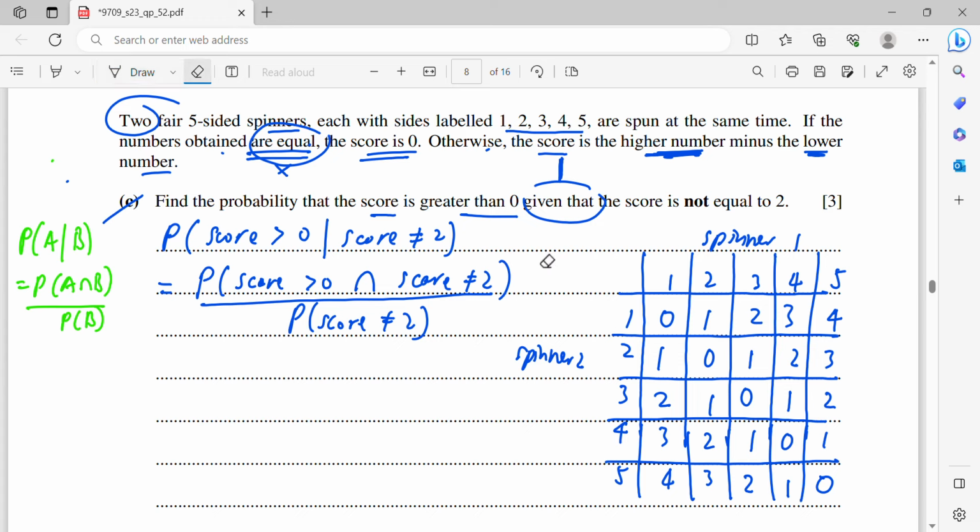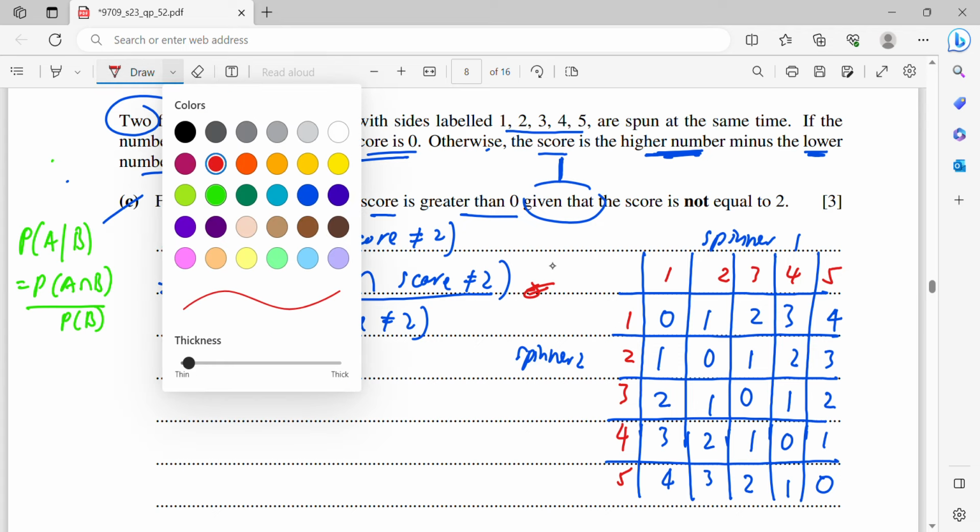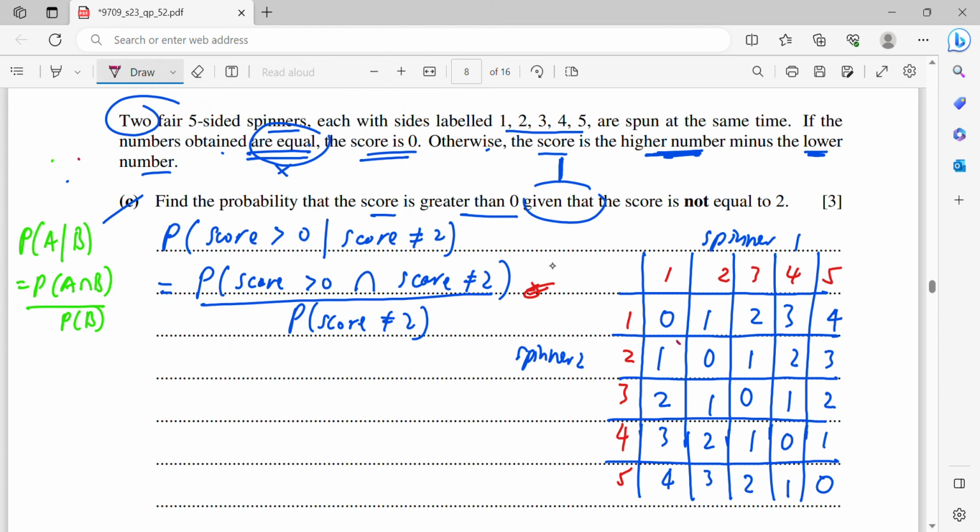Right? So probably I will label the original numbers using another color, then you can see clearly. Now when you look at the formula here, we need score more than 0 and not 2. So that means it will be 1, 3, 4. All of these will be not 2 and more than 0.